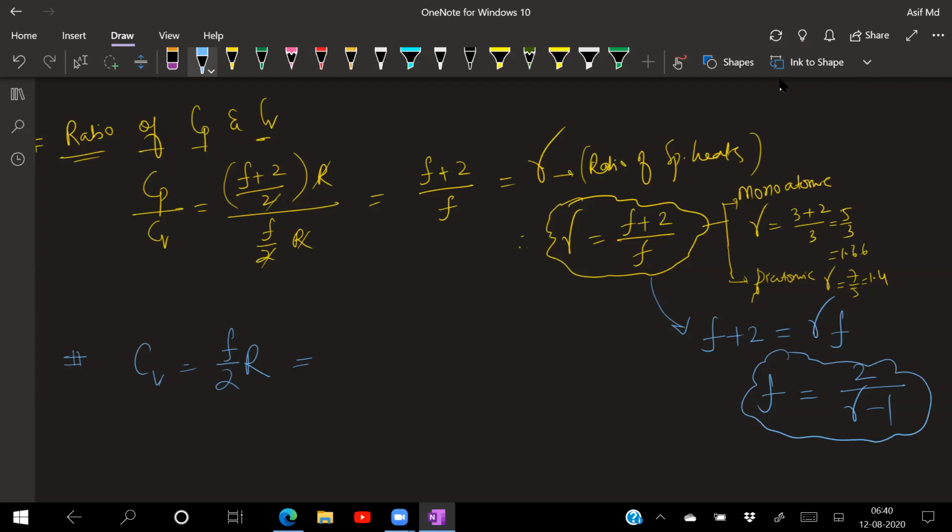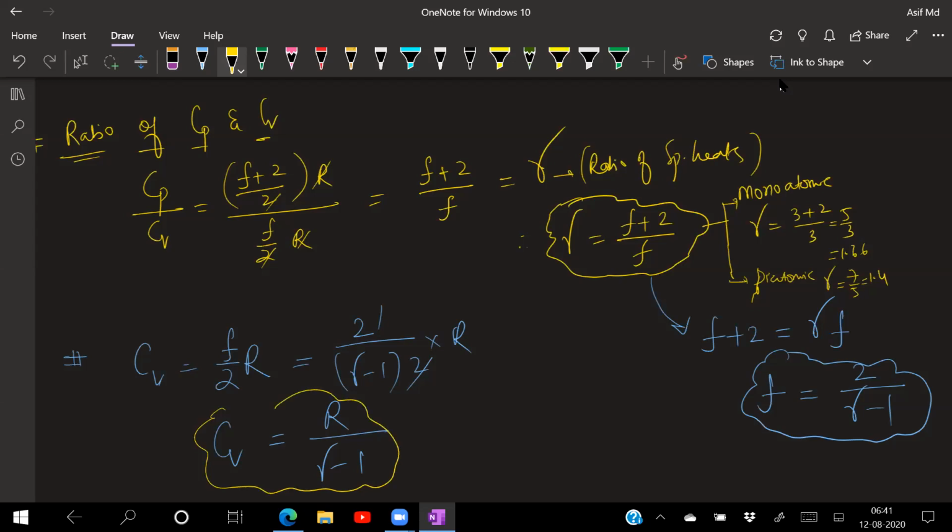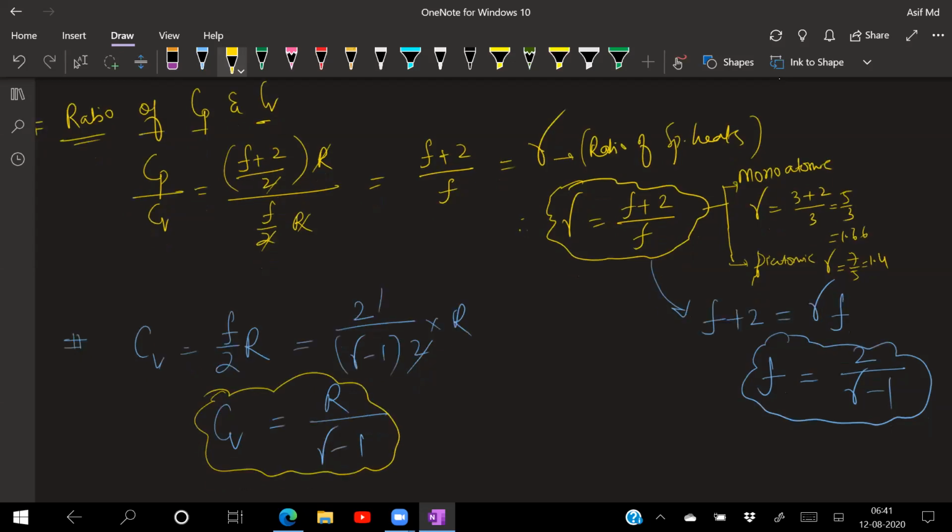So CV is equal to F by 2 into R. F is equal to 2 by gamma minus 1, so CV is equal to 2 by (gamma minus 1) into 1 by 2 into R. The 2 gets cancelled, so CV is equal to R by gamma minus 1. This is the value of CV in terms of gamma.